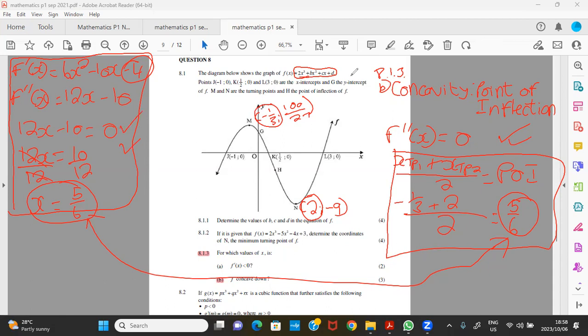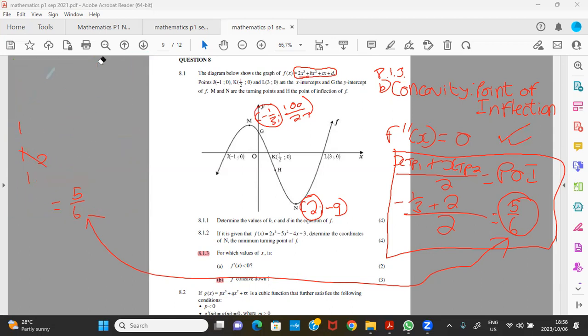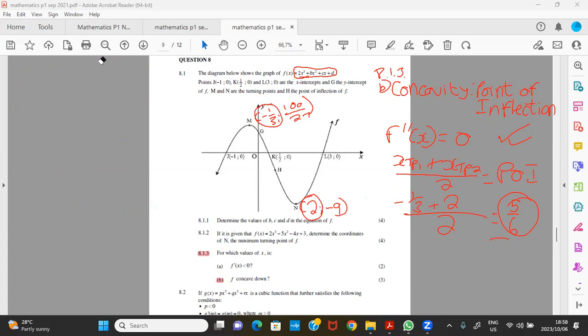But that was just the first part. Finding the point of inflection is the first part. You found your point of inflection and you are happy now, so you can move on to the next part. What do you do? We know that I have a value of 5 over 6. So it's just determining where my concave down is.